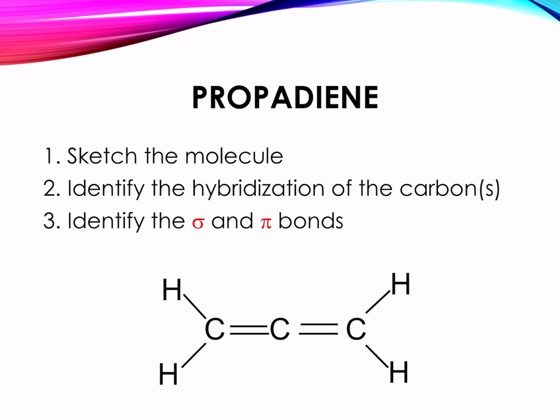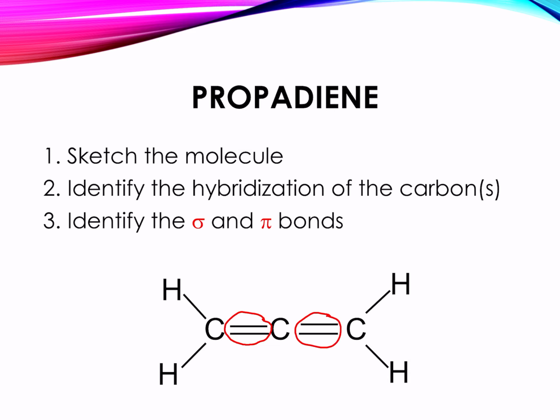Here's another. So propadiene. Identify the hybridization of the carbons. So we have 2 different types of carbons. We have the middle carbon, and we have the 2 edge carbons, I guess we'll call them. So the middle carbon has 2 areas of electron density. It has 1 double bond and another double bond. So the 2 areas of electron density, so that means that center carbon is going to be sp.